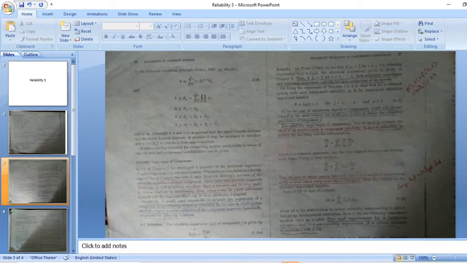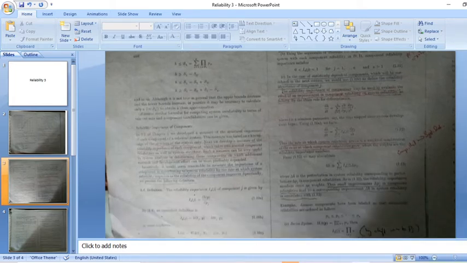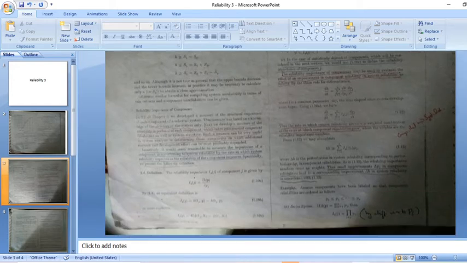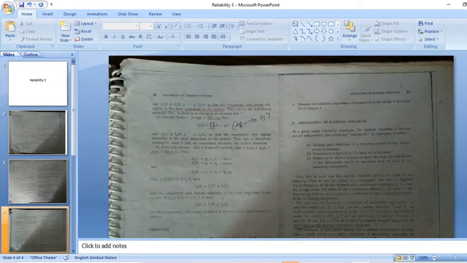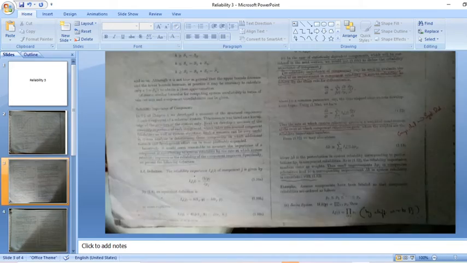Okay, some other discussions are here. You need not consider that. You can look at this example: consider p1 ≤ p2 ≤ ... ≤ p5, and consider a series system, where h(p) is equal to the product of pi from i = 1 to n. So this is a series system, and you know that p1 ≤ p2 ≤ ... ≤ pn. Now, you know what the reliability of a series system is. Okay, I will show you by example.